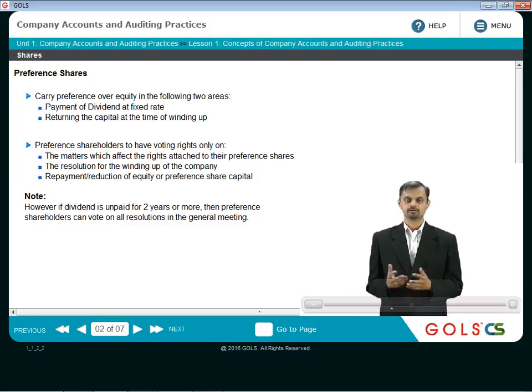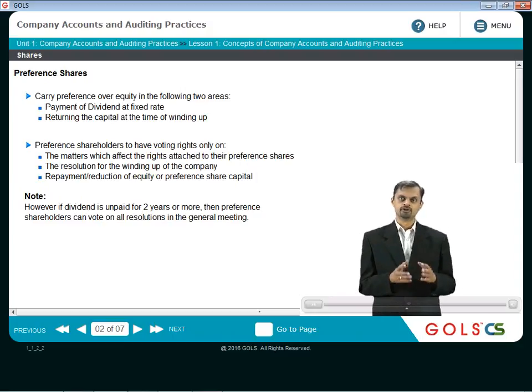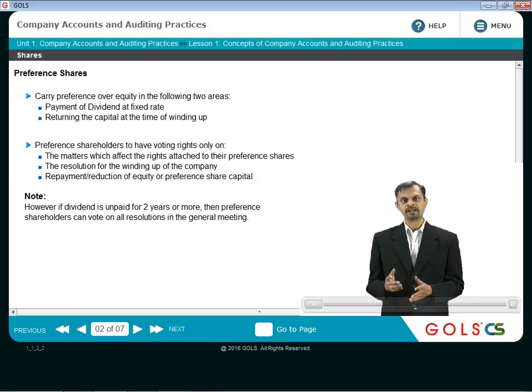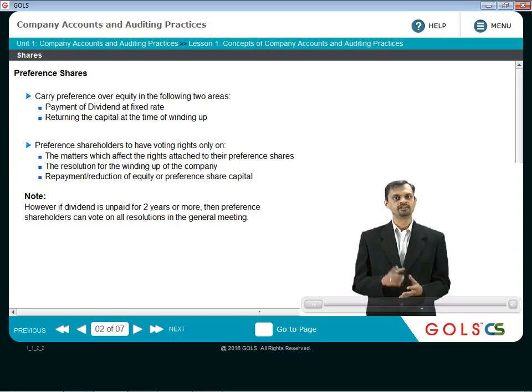The second is the return of capital. Equity shareholders are the owners of the company, so they will be the last people to get the money from the company at the time of winding up. In terms of priority, the preference shareholders carry preference over the equity shareholders. In case of winding up, out of the funds left over after all the other liabilities are paid off, first the preference shareholders will be paid back their capital, and after that, if funds are still left, the equity shareholders will be the last to get their capital back. That is why the name preference shares.